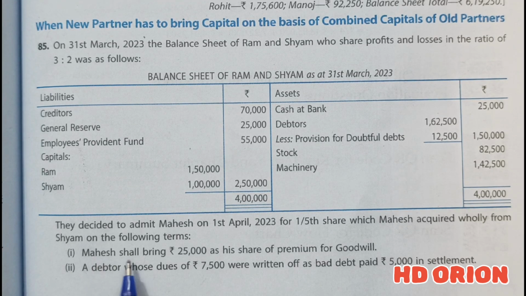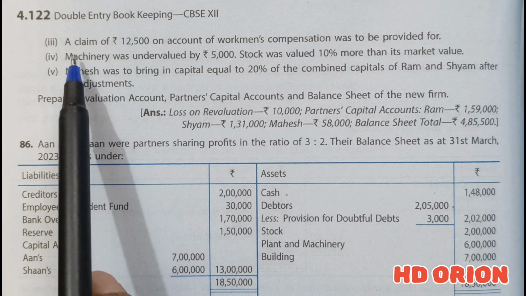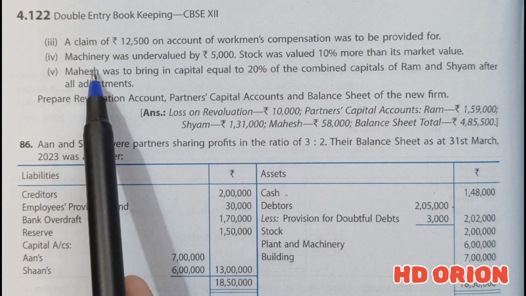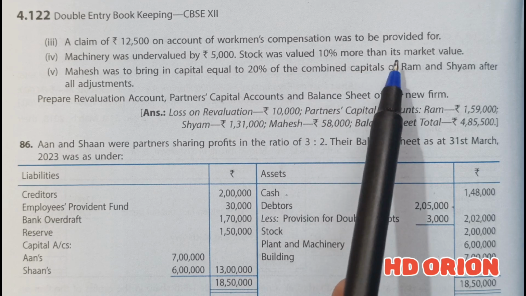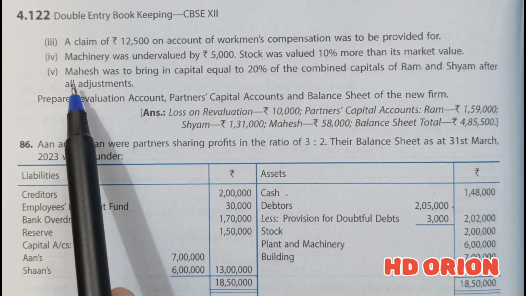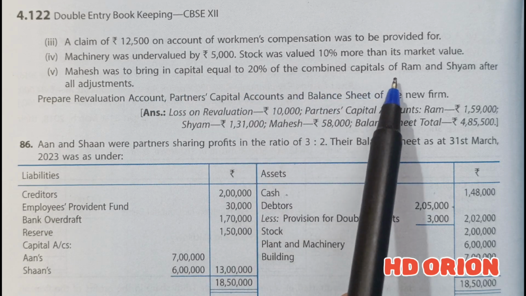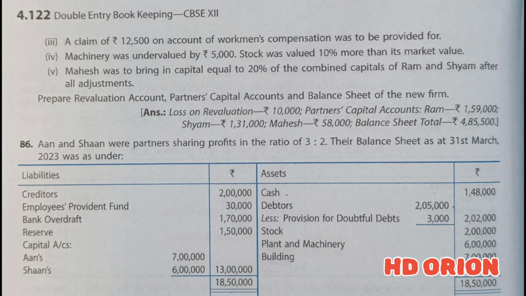The terms are, Mahesh shall bring rupees 25,000 as his share of premium for goodwill. A debtor whose dues of rupees 7,500 were written off as bad debts paid rupees 5,000 in settlement. A claim of rupees 12,500 on account of workmen's compensation was to be provided for. A machine was undervalued by rupees 5,000. Stock was valued 10% more than its market value. And last, Mahesh was to bring in capital equal to 20% of the combined capitals of Ram and Shyam after all adjustments. Now this is the only point on which we have to focus more.